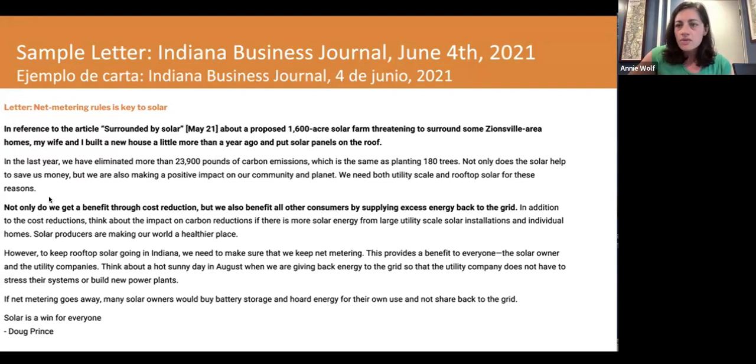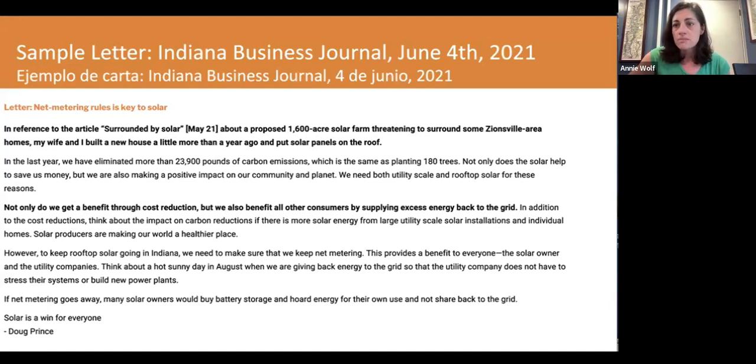And then how this affects other people. These solar panels don't just affect the person who put them on their roof, but also other consumers in the area because they're supplying excess energy back to the grid. And this whole letter to the editor is about keeping net metering in Indiana, about keeping that policy that lets people actually sell their energy back to the grid. So it talks about how that benefits their community, why this is important, and what do they want people to do?